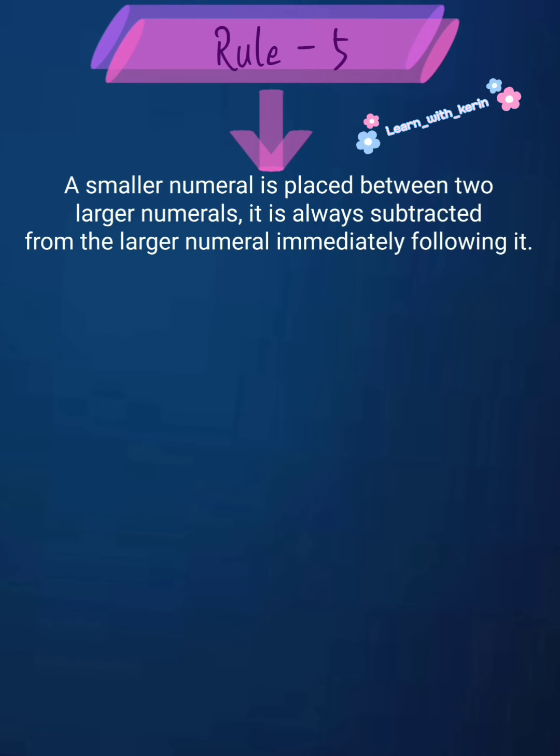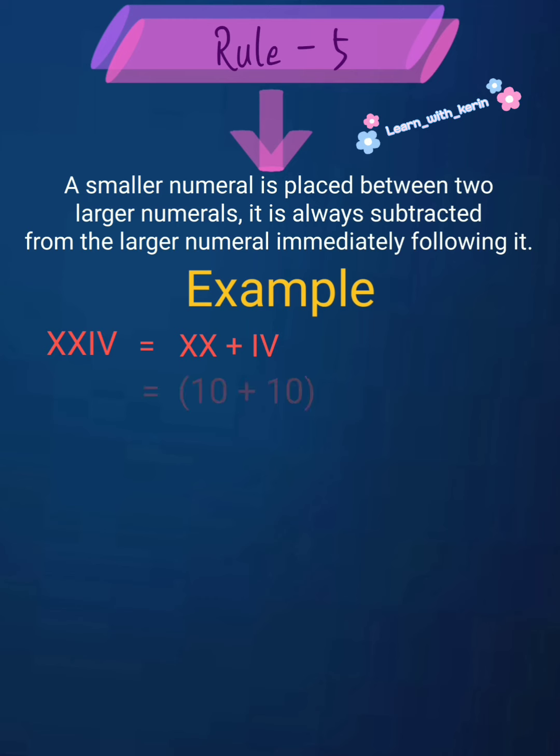Rule number 5. When a smaller numeral is placed between two larger numerals, it is always subtracted from the larger numeral immediately following it. Children, let us consider one example here. XXIV. Children, let us divide the sum into two groups. X and X will form one group. I and V will form another group. X X is equal to 10 plus 10, which is equal to 20. IV is equal to 5 minus 1, which is equal to 4. Hence, 20 plus 4 is equal to 24.